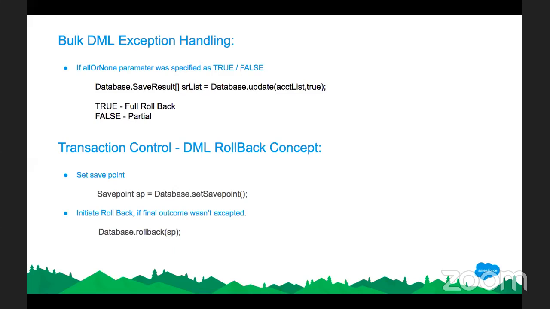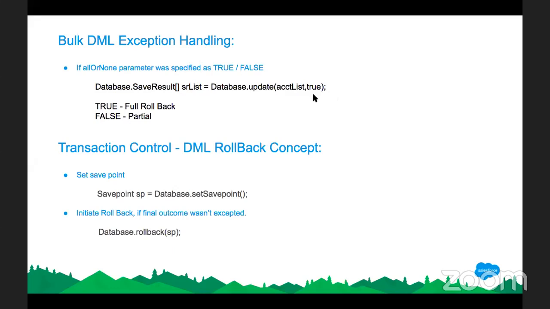So if you want to do it like that, you need to set the Boolean variable to true. If you make it true, then if any of the records being updated within this Database.update method hits a validation or any kind of exception, all 300 records will be reverted. You cannot see any updates in your 300 records.